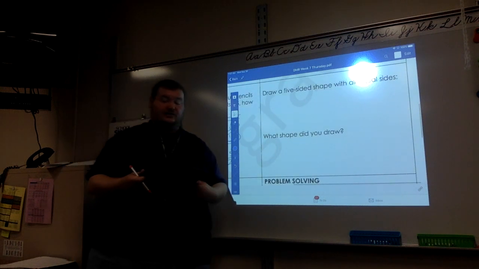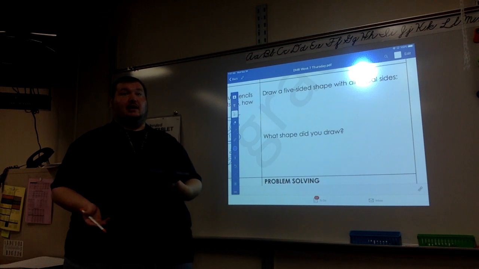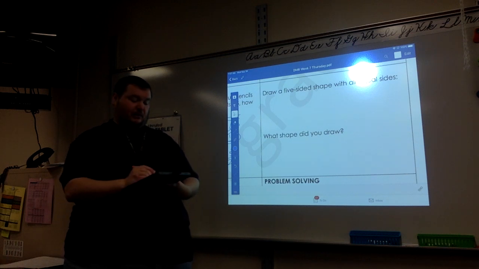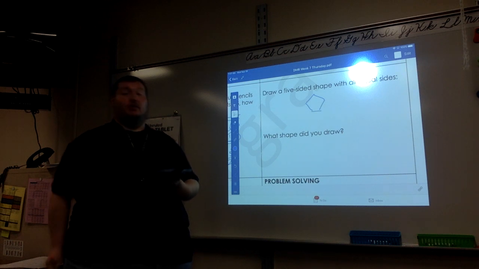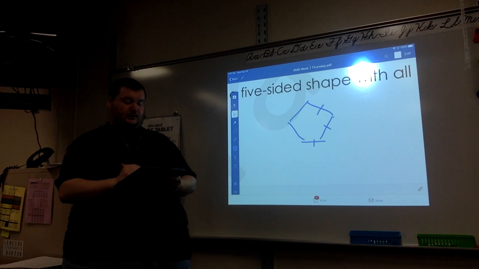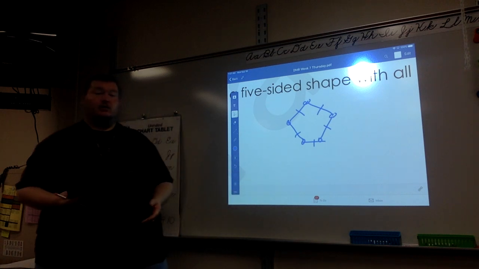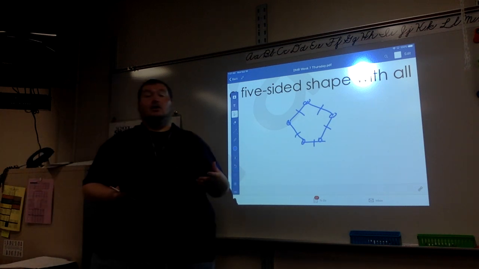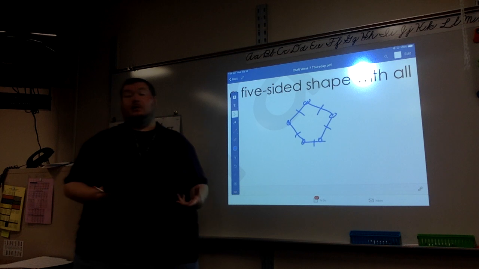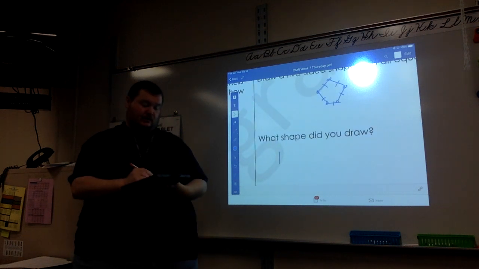Geometry, draw a 5-sided shape with all equal sides. I'm not going to ask you to be perfect because I can't draw a pentagon with perfect shape, perfect sized sides, but it'll look something similar to this. There are 1, 2, 3, 4, 5 sides with 1, 2, 3, 4, 5 angles. Once you get past quadrilaterals and you start adding sides, there's really only one name for these types of shapes. So for this shape, it is a pentagon.